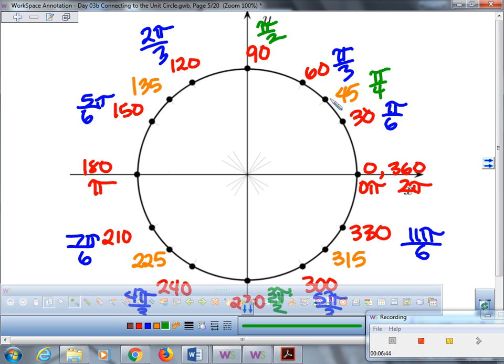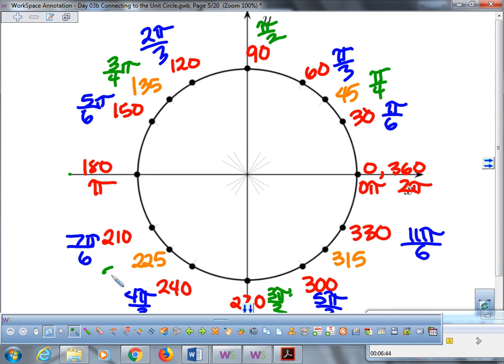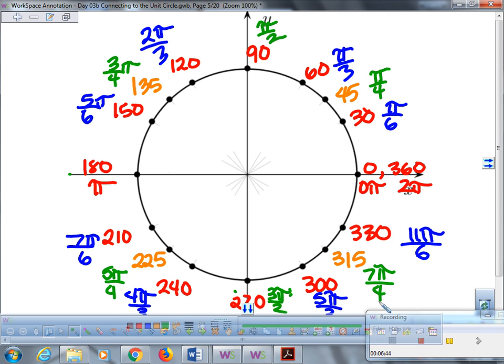And that's pi over 4, 2 pi over 4. This is 3 pi over 4. 4 pi over 4. 5 pi over 4. 6 pi over 4, and 7 pi over 4. All right, I'm going to go ahead and collect those.